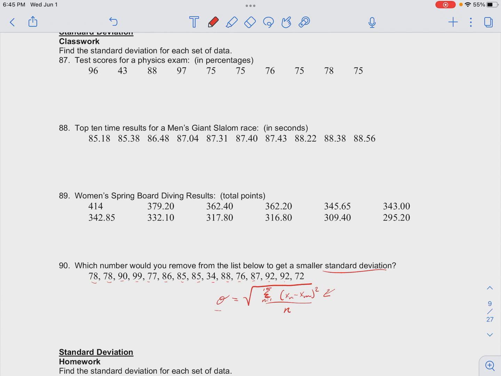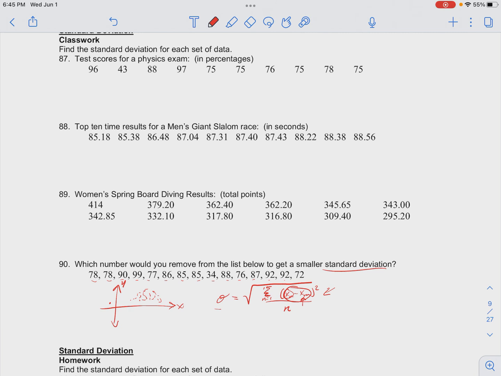If we want to decrease the numerator, that means that we want this difference to be smaller. So every x sub n should be closer to the mean, which means that we want to eliminate any outliers in our data. So if we have a graph of our data on, let's say, an XY chart, and if our data is scattered like so, but we have one outlier over here, then of course our standard deviation is going to be shifted farther out.